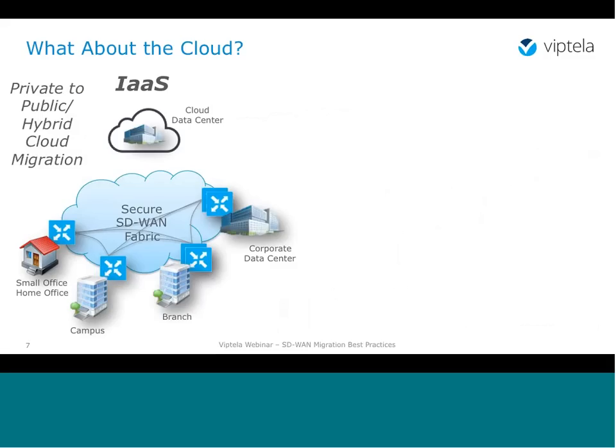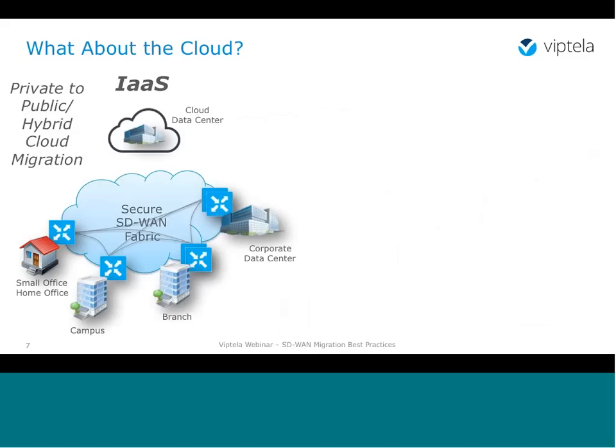Now, we also briefly mentioned the cloud previously. So some of the triggers for SD-WAN migration have to do with cloud. So let's talk very quickly about two types of clouds that you can be looking at. The first is the infrastructure as a service cloud. So you are a private cloud environment. You're trying to transition into the public cloud, or you're trying to enable a hybrid cloud connectivity.